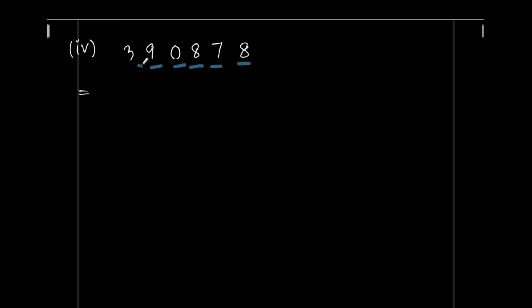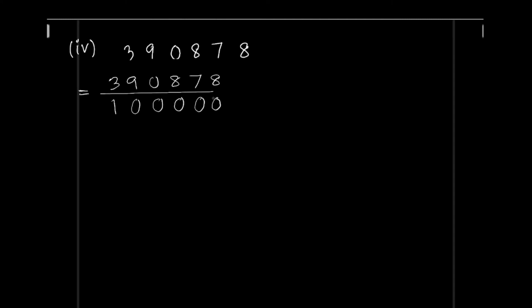If the point is after 3, how many digits will be after the point? 5 digits. So that means this number 390878 should be divided by 100000, that means 1 lakh. At the same time we have to multiply by 10 to the power 5 also. Yes. So now it becomes 3.90878 into 10 to the power 5. Yes.